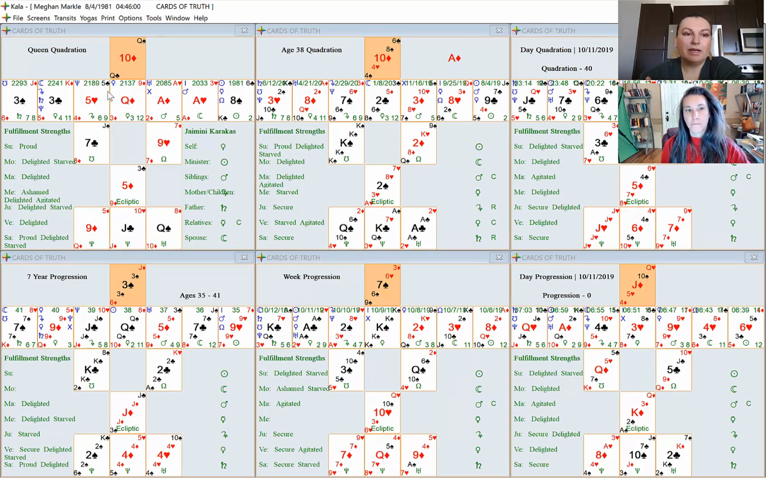But let's say for Meghan Markle, her birth card is a 10 of Diamonds, one of the 52 birth cards. And then we look to the right here, that's her Sun card, Moon, Mars, Mercury, Jupiter, Venus, Saturn. Then we have the North Node, Rahu, Ketu, the Ecliptic, which is huge. This is my birth card, by the way. Oh, wow. I know, right? And then we have Uranus.